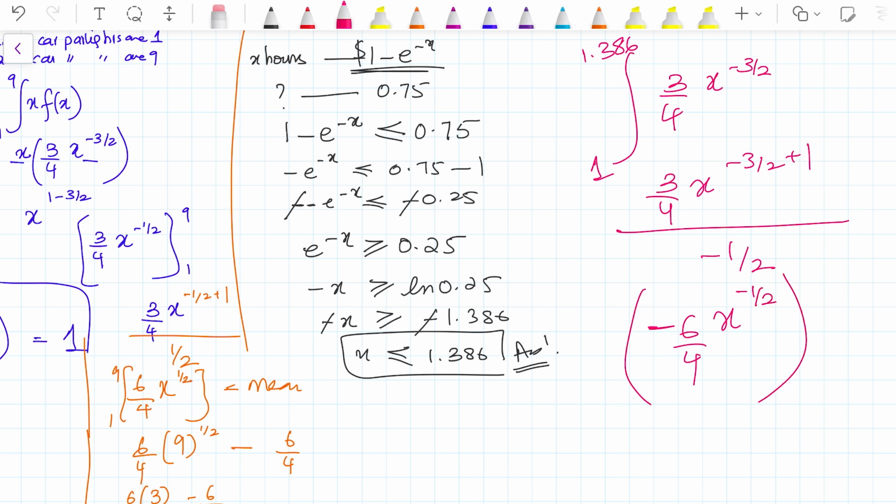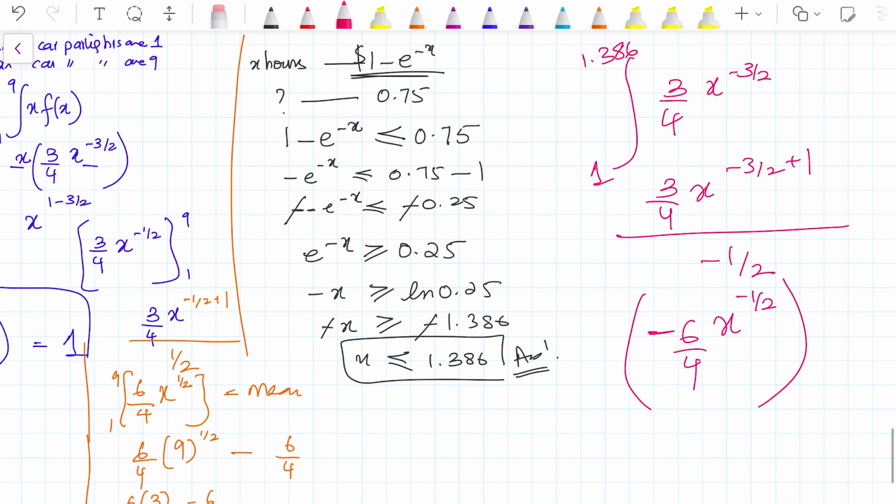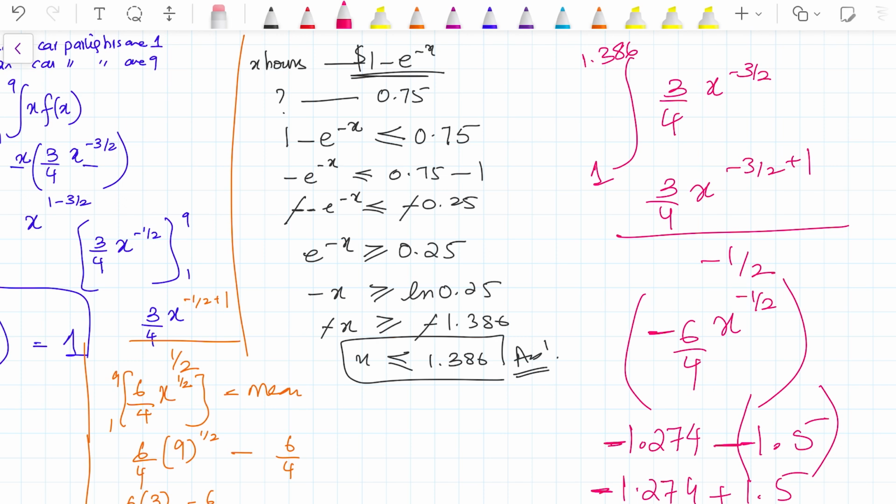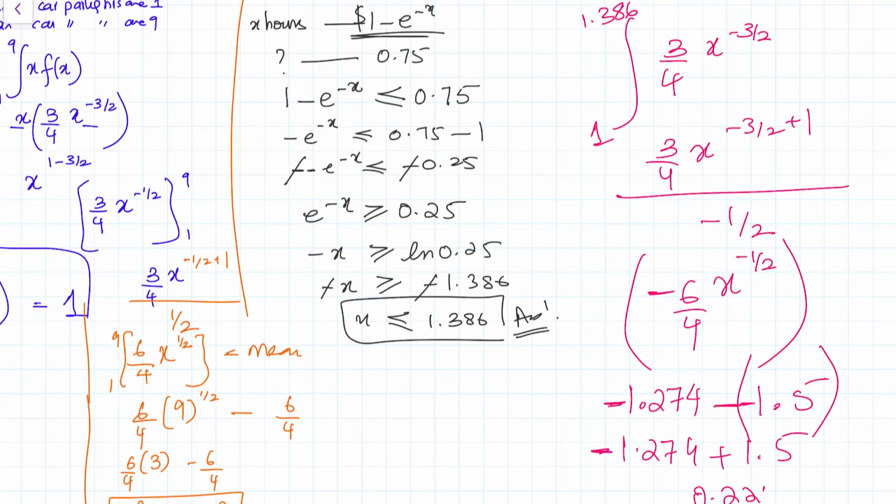Put the limits. When you put the upper limit, this is what you get. Minus. Then you input the lower limit. You get 1.5. Minus 1.274 plus 1.5 gives you 0.226, which is my probability.